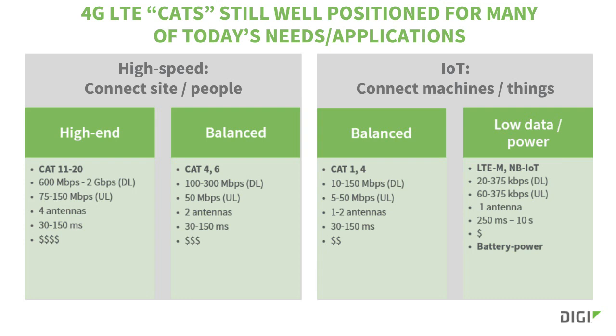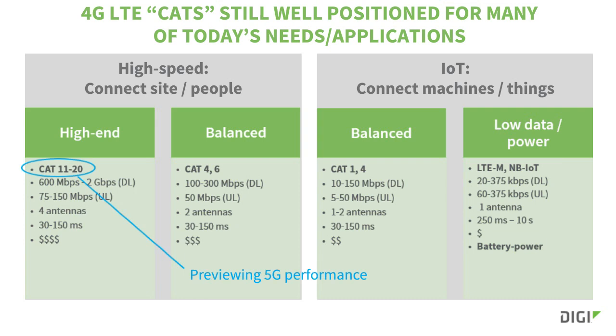And Digi is a very IoT-centric company. And we have the high CATs, which are the high-speed, connected site and people CATs, 11 through 20. We have a lot of Cat 18 things going on right now. And then we've got the low CATs. We call them the IoT CATs, really M and NB-IoT. We're seeing a lot of activity in actually 1.4 and M already today because there are a lot of things that people can do prior to some of the performance improvements that we'll talk about here in a few minutes.